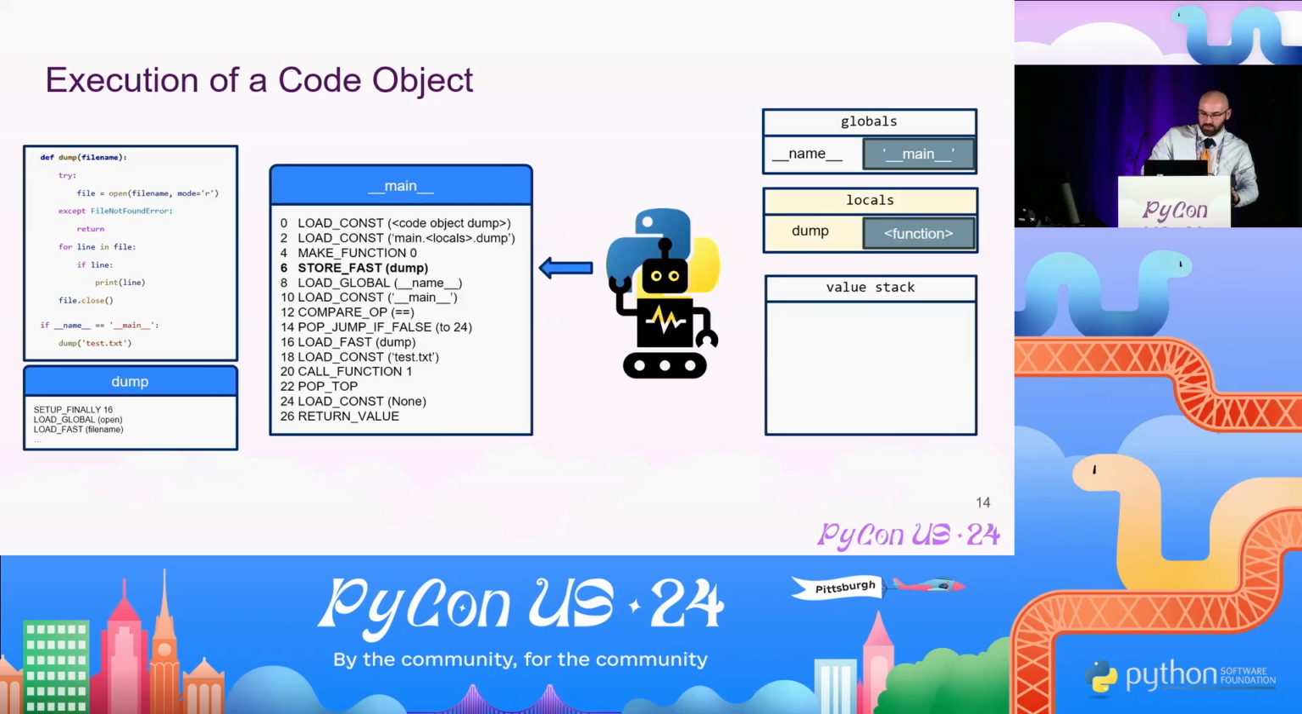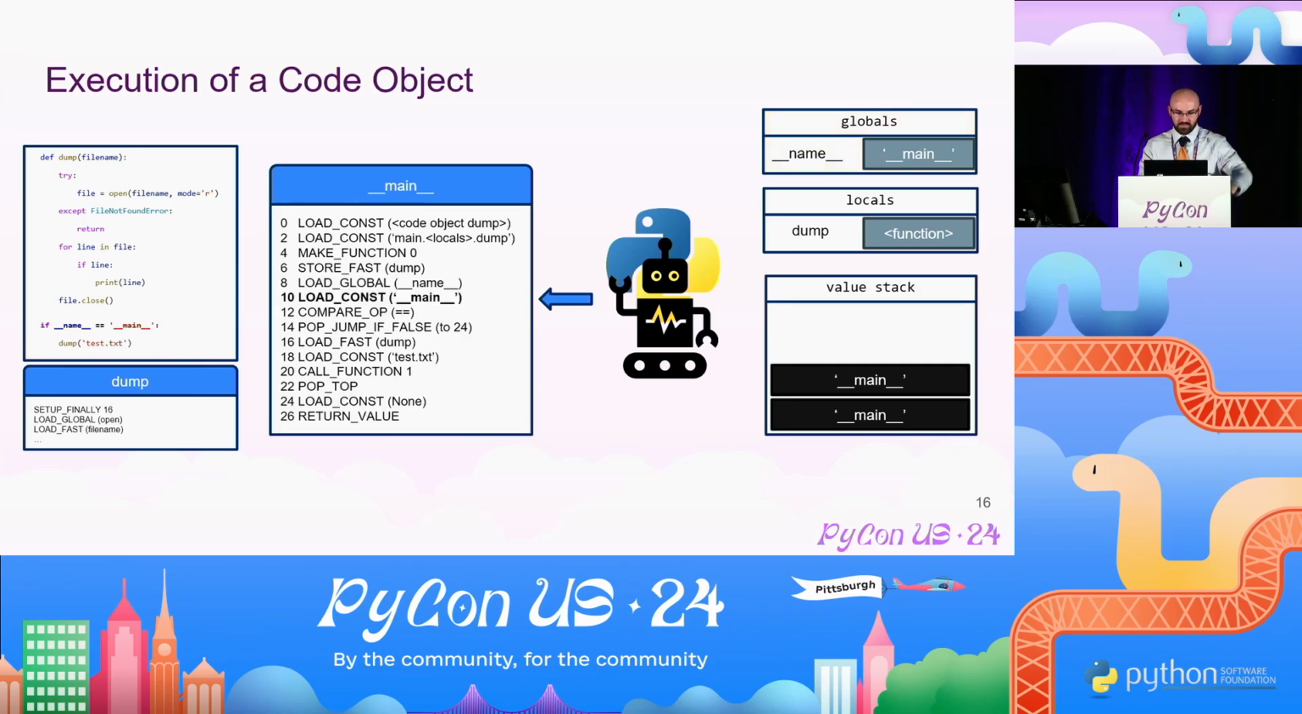Okay. So we'll make that function object. We're going to store it in the local dump variable, and now we're done with defining the dump function. Then to check if name is main, just make sure we're running the script and not importing it. We're going to load the global dunder name variable, load the main string from the constants table, check if they're equal. It will pop those two items off the stack, push true, because they are in fact equal, thankfully.